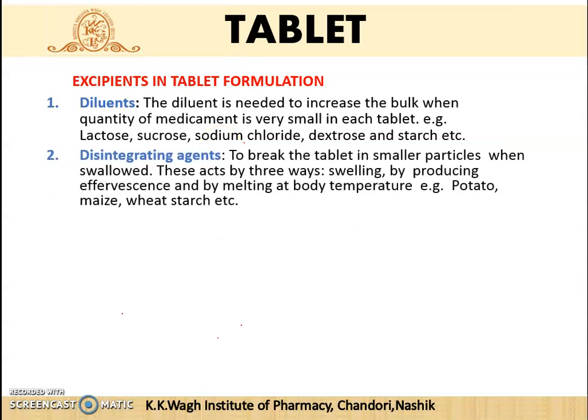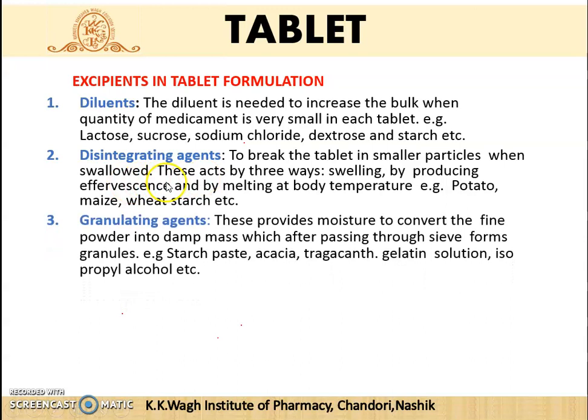Then the second one is the disintegrating agent, to break the tablet into smaller particles when swallowed. These act in 3 ways: swelling, wicking and effervescing. Examples of disintegrating agents are potato, maize, wheat starch, etc. Then granulating agents provide the moisture to convert the fine particles into a damp mass, after passing through the sieves. Examples of this: starch paste, acacia, tragacanth, isopropyl alcohol, etc.